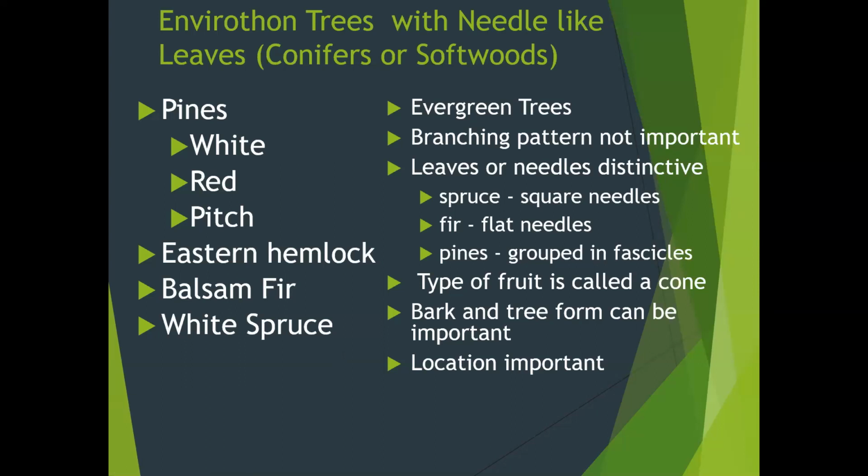So for spruce trees, the needles are in a square shape. If you cut the needle in half and look down it, the needle will be a square. For fir trees, the needles are mostly flat and the branches are mostly in flat splays.